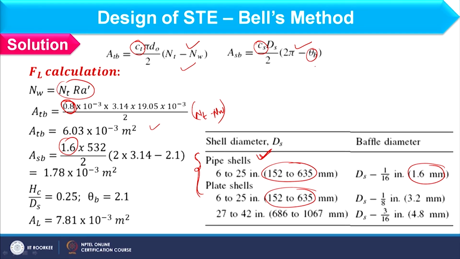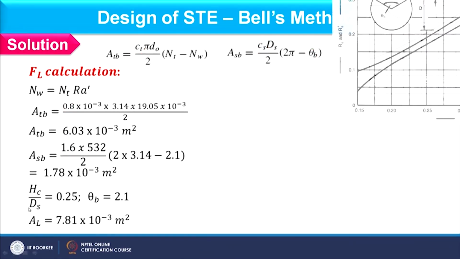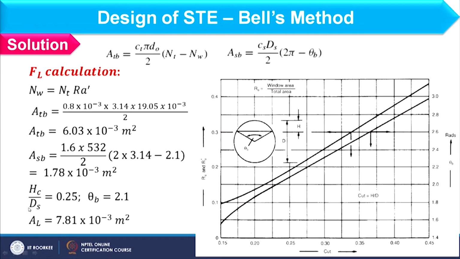And next we have to find out the theta B value, which we can obtain from this graph, and this theta B value should correspond to the baffle cut, right. Here I am having 0.25 because there is a 25% baffle cut. So, you can simply read the value of theta B, and that should come out as 2.1. Considering all these values you can find out ASB. This is also mentioned over here that HC by DS is 0.25, which is the baffle cut, and theta B should be 2.1.